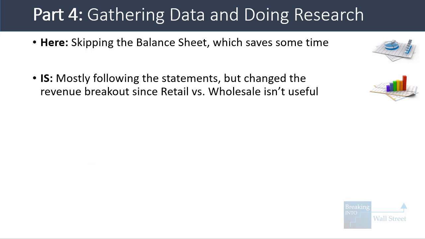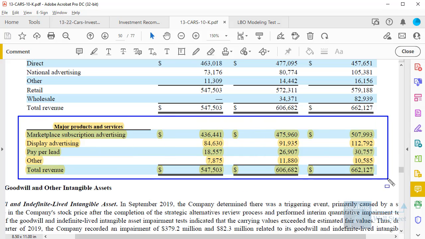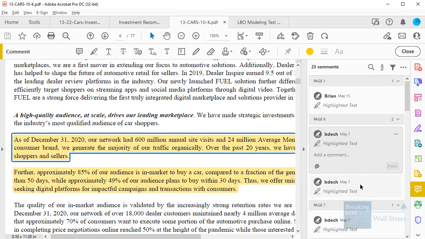Now, the income statement is mostly following what the company does, but we have made one change, which is that we think it's more useful to look at revenue like this, marketplace subscription versus display advertising, pay-per-lead, and other, rather than the treatment that the company uses on its income statement officially.